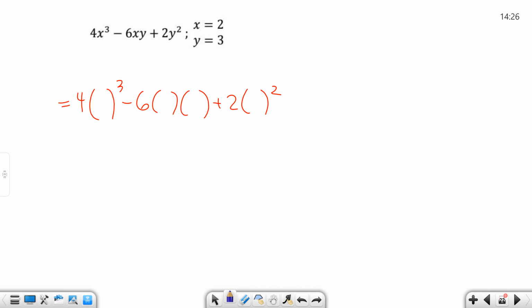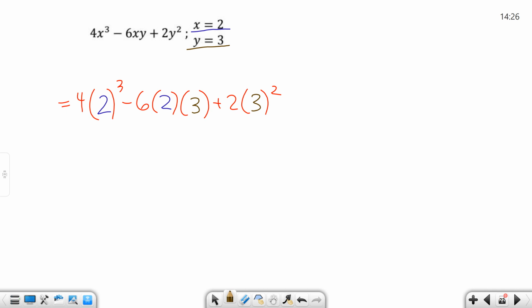So I'm going to take the 2 and plug it in, in blue. So x is 2, so it's going to be a 2 here for cubed. It's going to be 6 times 2 times y, and then plus 2y squared. I don't have that, don't know what y is just yet. So now let me plug this in, in brown. For y equals 3, so 6 times 2 times 3. And then here, 2 times 3 squared. That's my y.